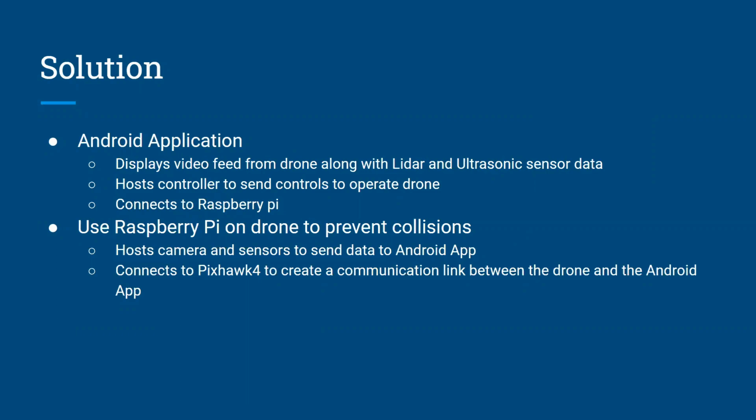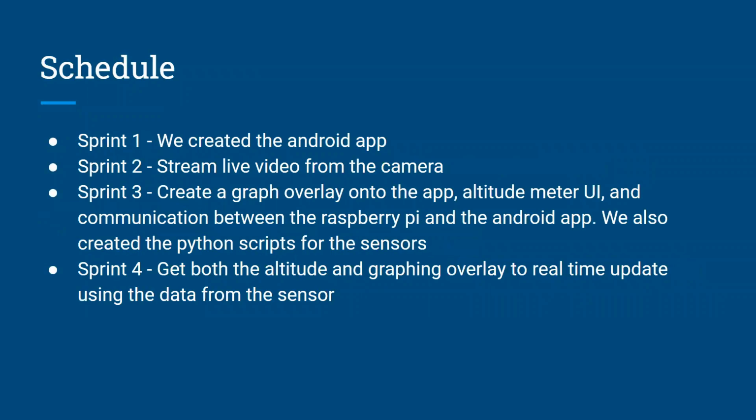Our solution involves an Android application that would display a video feed from the drone along with LiDAR and ultrasonic sensors. It would host controllers to send controls to operate the drone and connect to the Raspberry Pi. The Raspberry Pi would be on the drone. It would host the camera and the sensors that would then send the data to the Android app. It would also connect to the Pixhawk 4, which is a device that would communicate between the Raspberry Pi and the drone to prevent collisions and send controls.